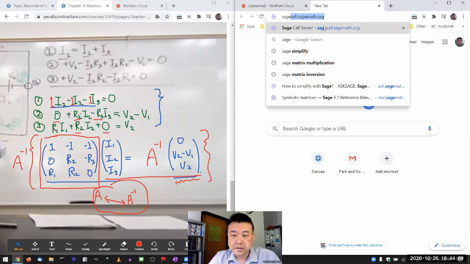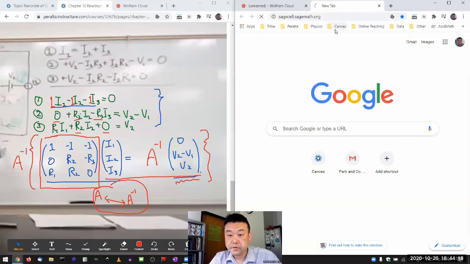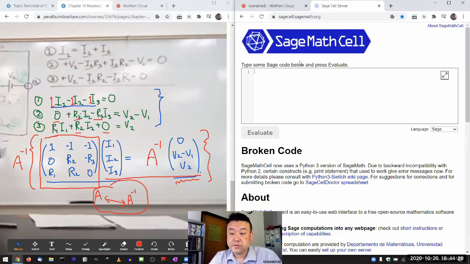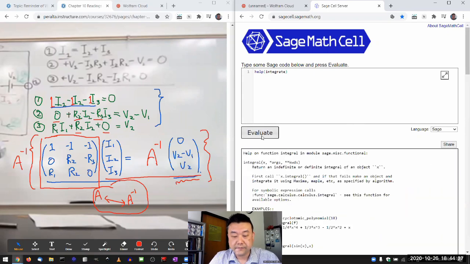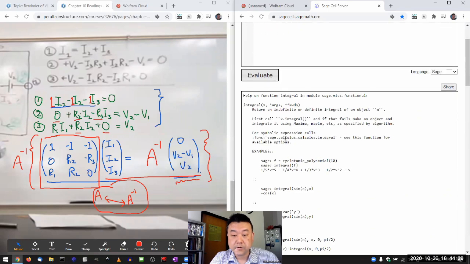One is there's an online version of it. If you go to sagecell.sagemath.org, that'll take you to a place where you can actually run code on this system without installing anything on your computer. So let's say I want you to integrate, but I don't know their syntax for integrating. So you say help integrate. Then when you click evaluate, it brings up the help function.